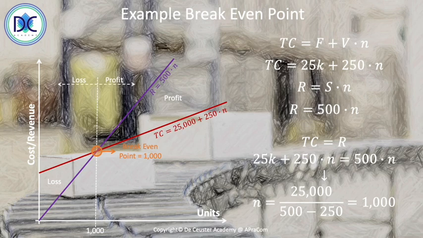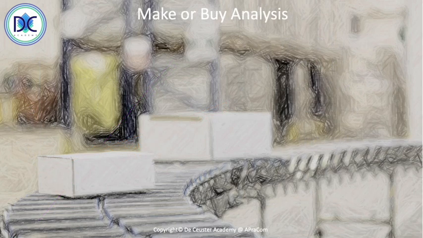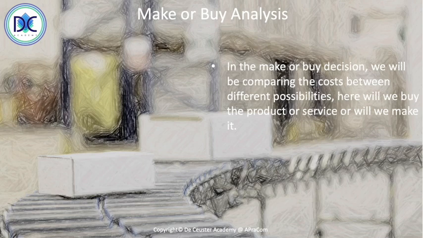The next part is the make or buy analysis. In the make or buy analysis, we will be comparing the cost between different possibilities. Will we buy the product or service, or will we make it? So we have to decide between making a product or a service ourselves or buying it.